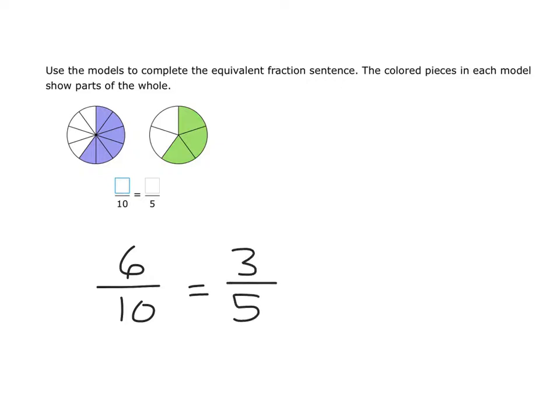Now, in order to go from a tenth to a fifth, I'm going to divide by 2. And keeping things equivalent, I'm going to take 6 and divide it by 2. So 6 divided by 2 is 3, and 10 divided by 2 is 5.